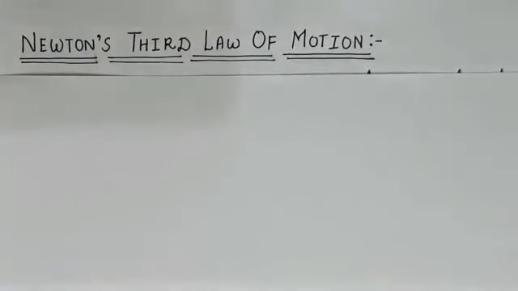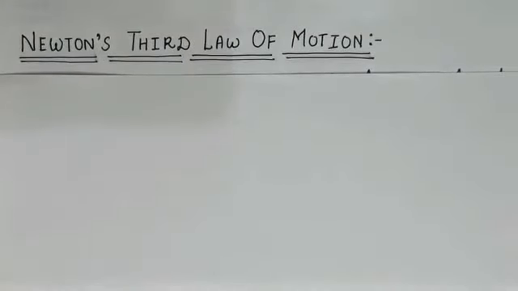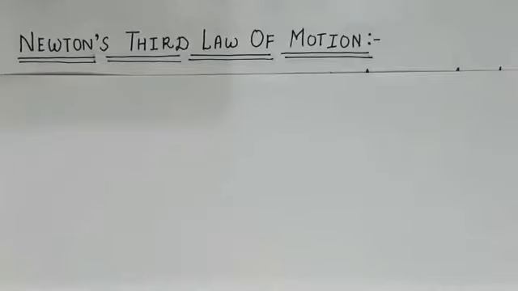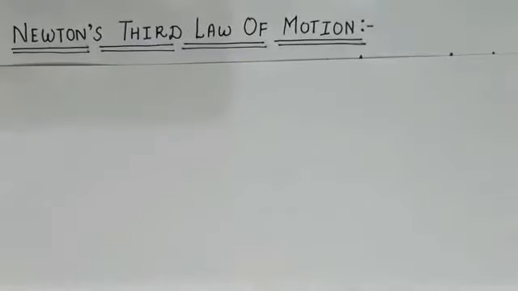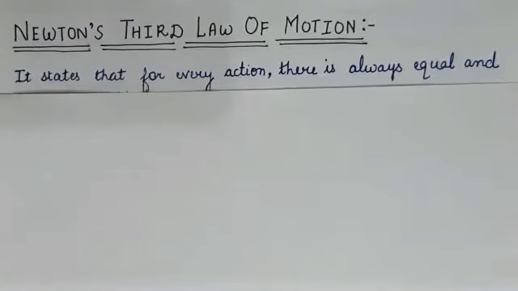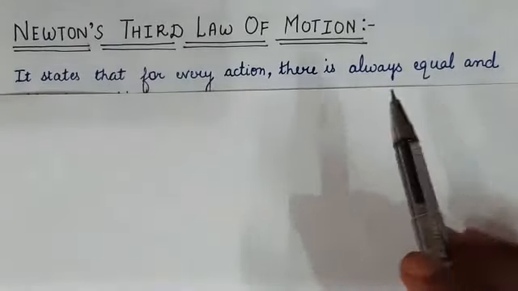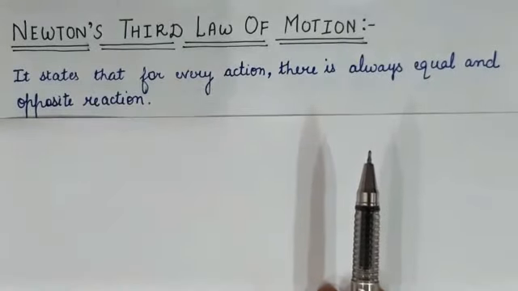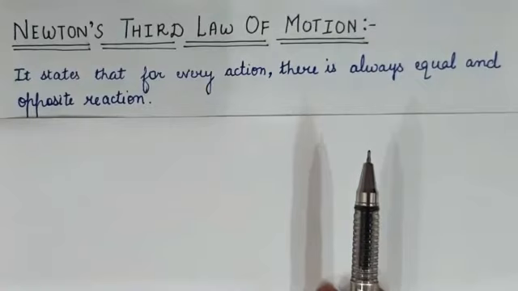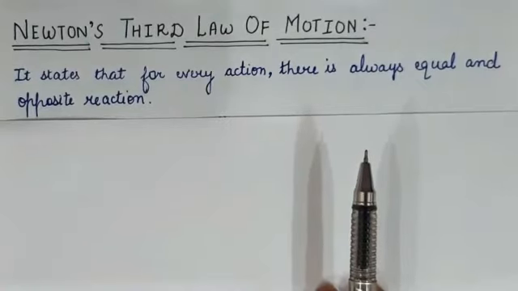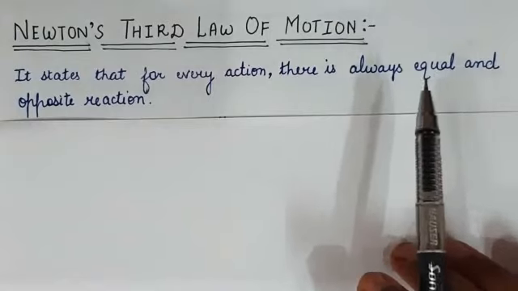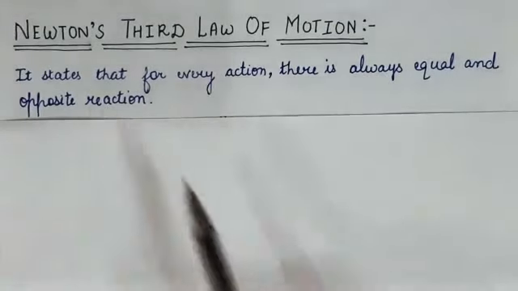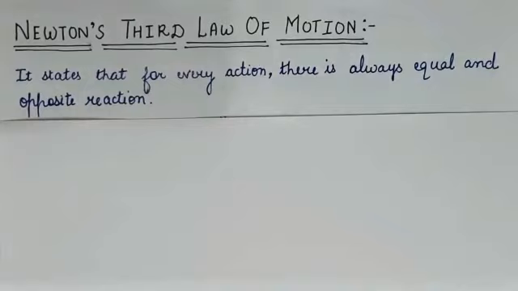Students, in the previous lectures, we discussed two laws of motion given by Newton. So, what is Newton's third law of motion? It states that for every action, there is always an equal and opposite reaction. Now, what does it mean?